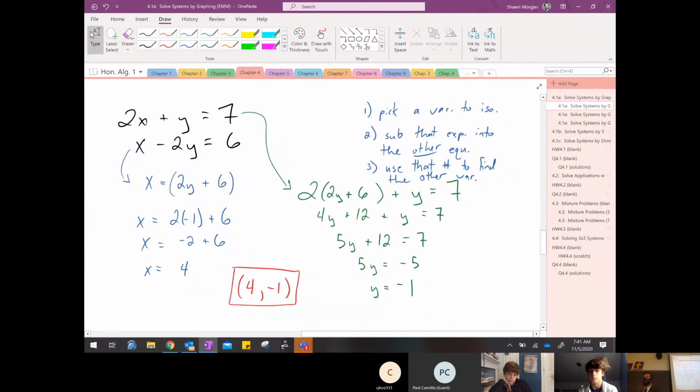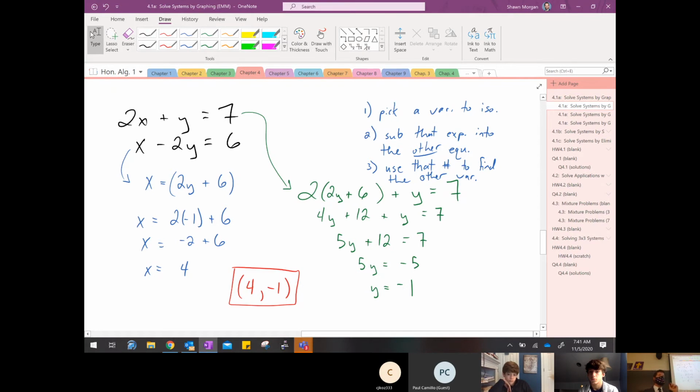But this way, you might say, well, dadgummit, that didn't take any less time than the graphing, coach. Well, that's true initially, but once you get a little faster at it, the graphing is still going to take however long the graphing takes, but the substitution, you'll become more efficient at it. You'll get quicker at it.